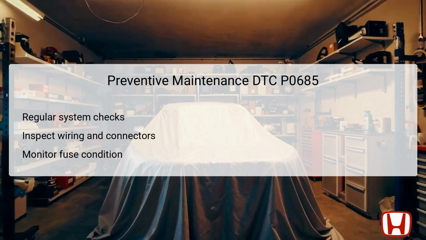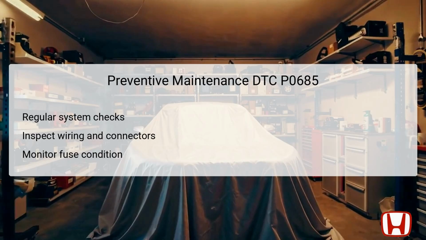To prevent the occurrence of DTC P0685 in the future, it is essential to implement routine maintenance for your Honda Civic. Regular system checks are crucial for identifying potential issues before they escalate. Specifically, consistently inspect the wiring and connectors for signs of wear or corrosion, which could lead to circuit interruptions. Moreover, monitoring the condition of fuses, particularly the 15A fuse number A9, will help identify electrical issues early on.